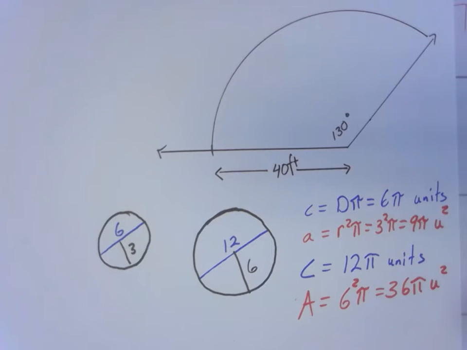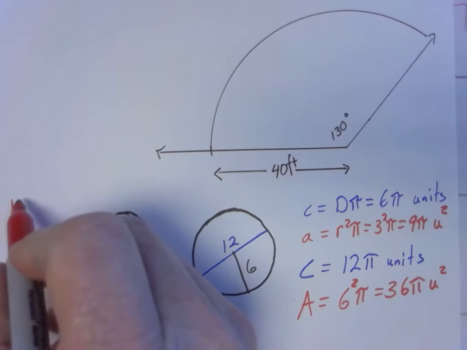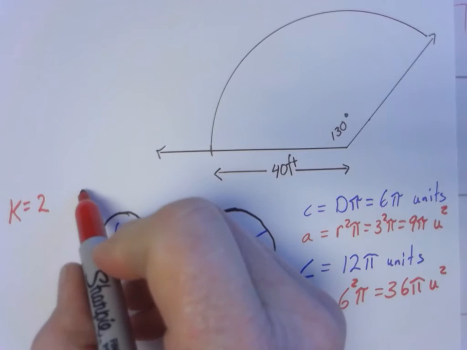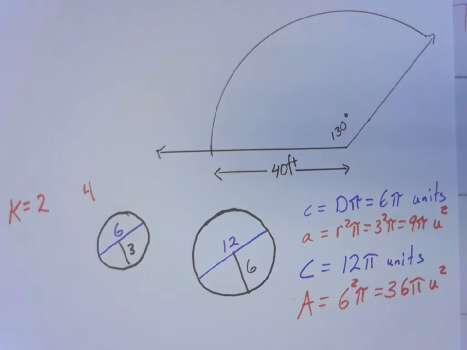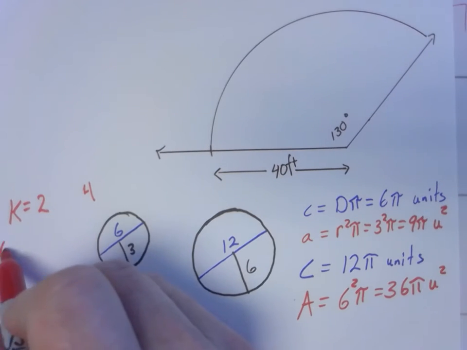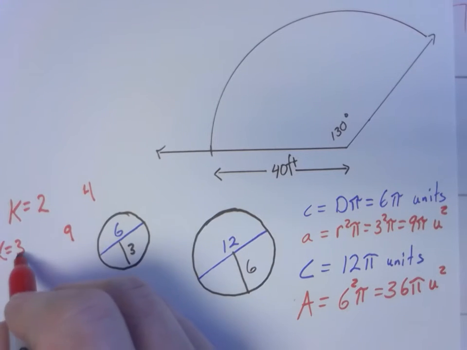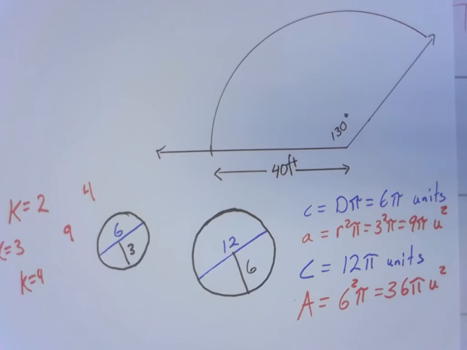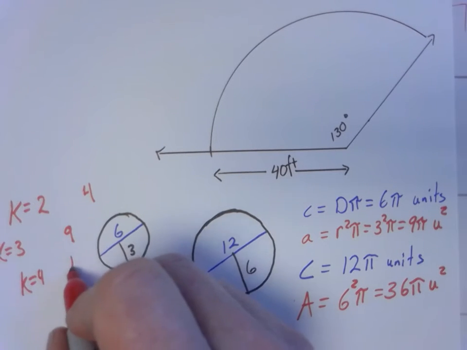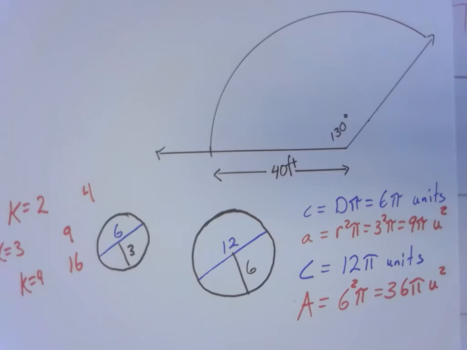And that's exactly what happened in the similar polygons. When the scale factor was 2, the area increased by a factor of 4. So when the scale factor was 2, the area went up by 4 times, or a multiple of 4. When the scale factor, remember, was 3, then the area went up by a factor of 9, or 3 squared. When the scale factor was 4, then the area went up by a factor of 16, or 4 squared, and so on.